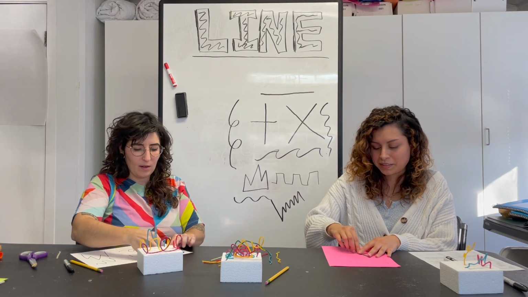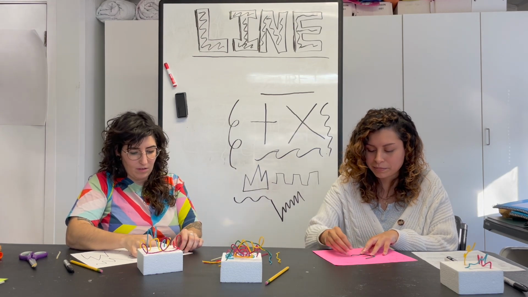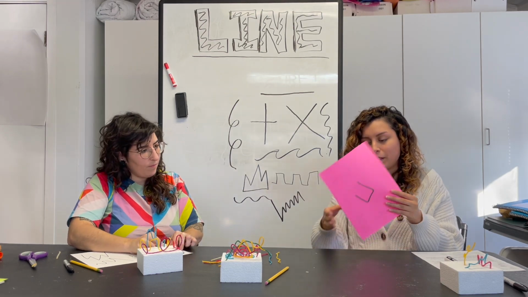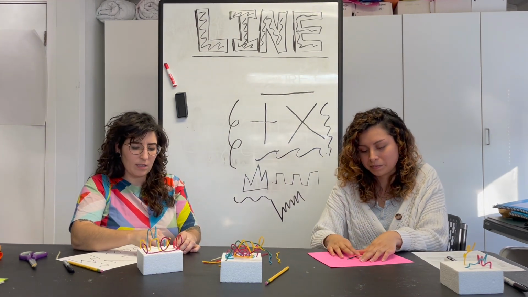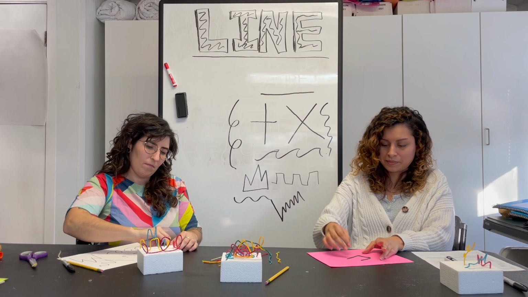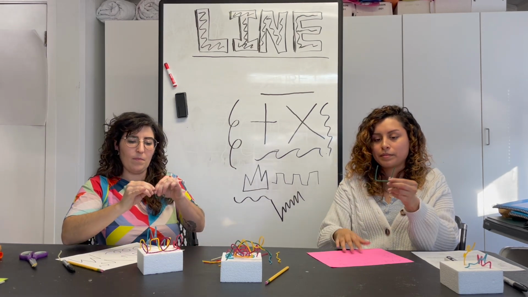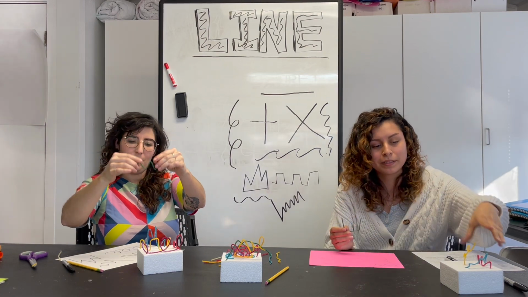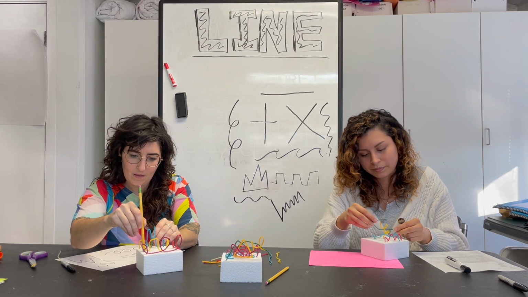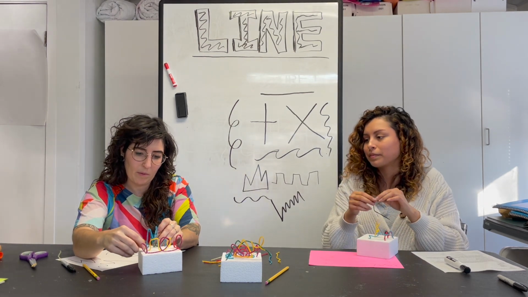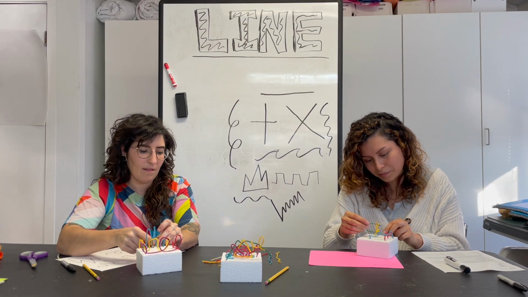I'm doing my zigzag line. Which line are you doing? I'm doing one that's more like an angular shape, so it's kind of like a square, but without this side. Almost like an open box. So that's what this shape's looking like. And mine is starting to look a little bit like a rainbow exploded out. I like that.